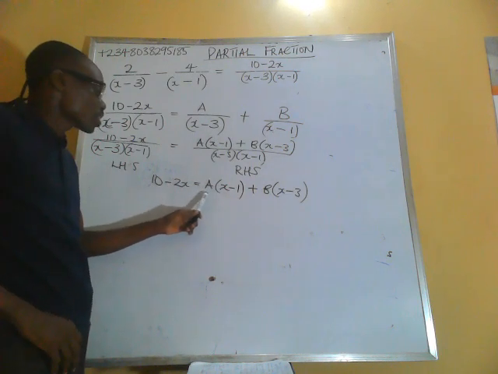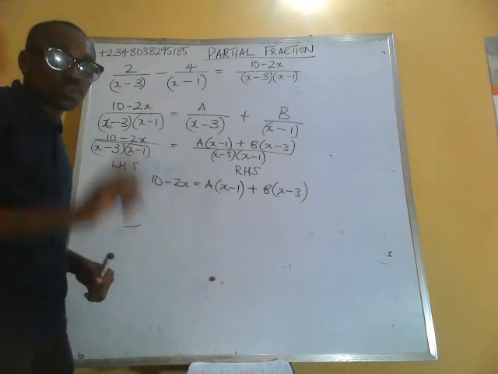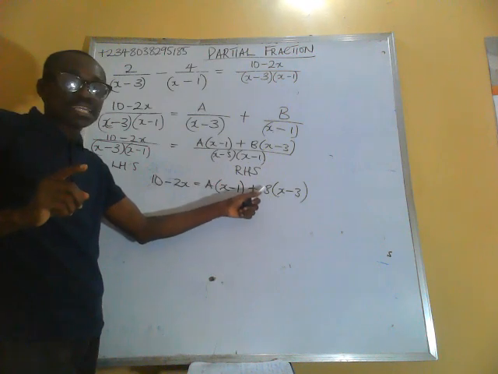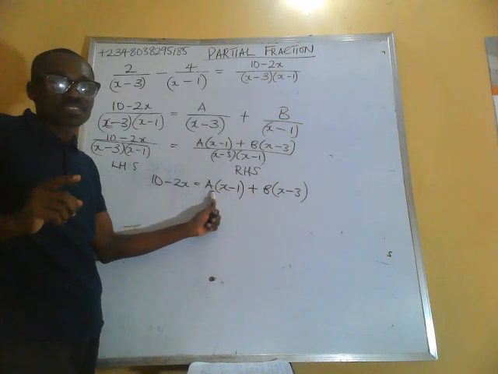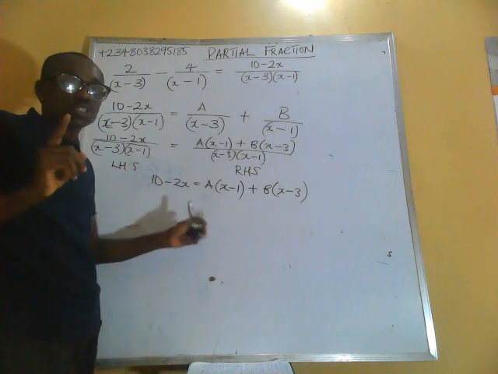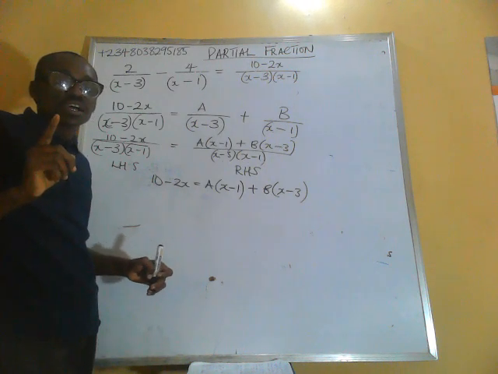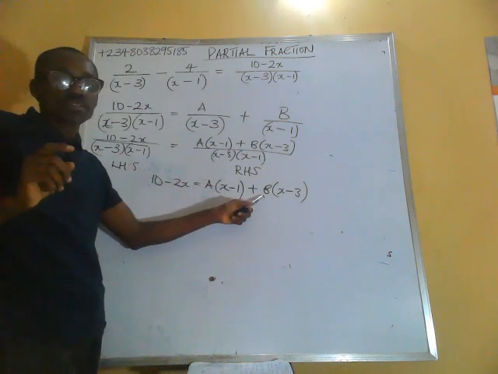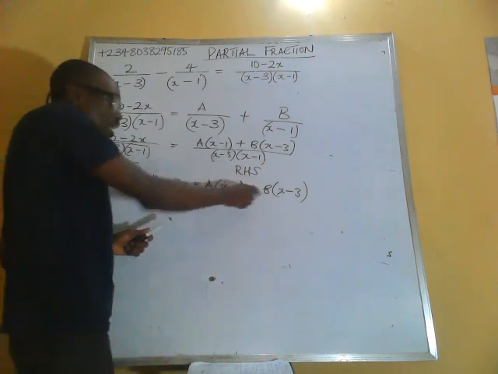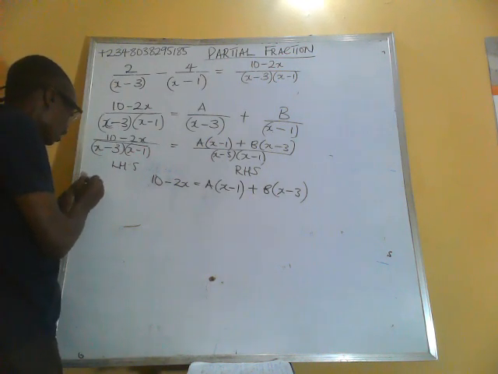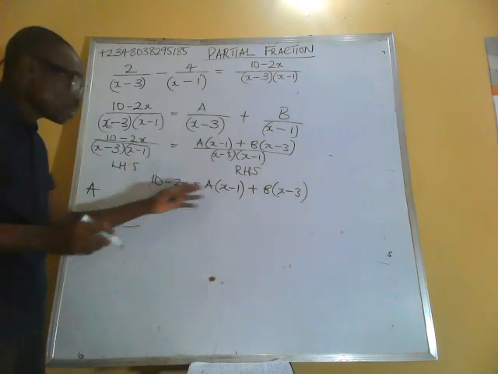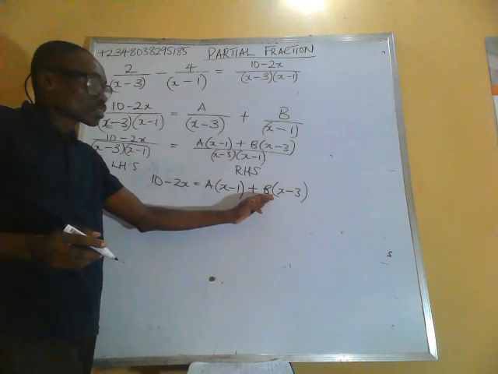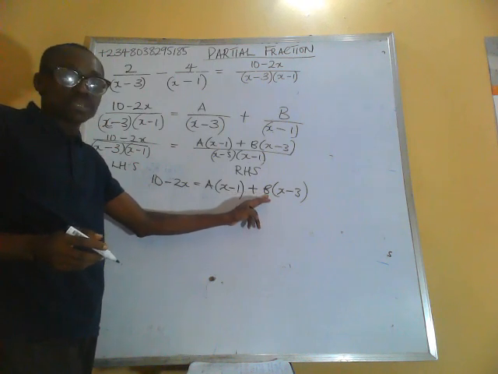So how do we solve for A? What we're going to do is that we will choose a value for x that will eliminate either A or B. We'll look for a value that when we make x equal to that value, it will eliminate either A or B. So first of all, let's start with the one that will keep A and eliminate B. We want to eliminate B. What value will we choose that will make B 0?